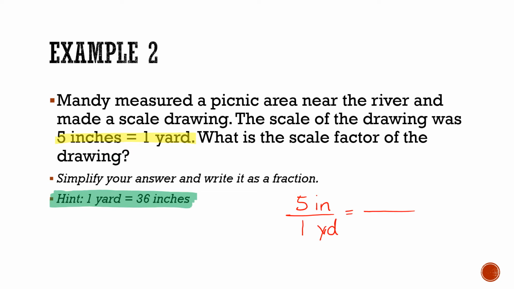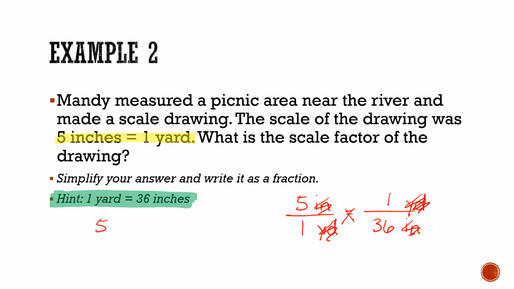And again, since I don't want any units, I'm going to write my inches on the bottom this time so they'll cancel out, and my yards on the top. And again, I'm using what I've highlighted in green there at the bottom, that hint. 1 yard is equal to 36 inches. So again, my inches will cancel out now because they're diagonal, and so will my yards. So I'm multiplying straight across now.